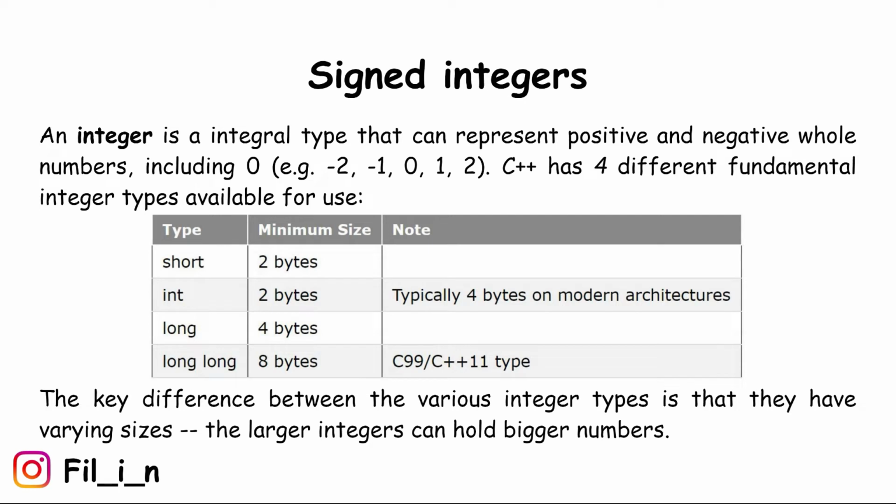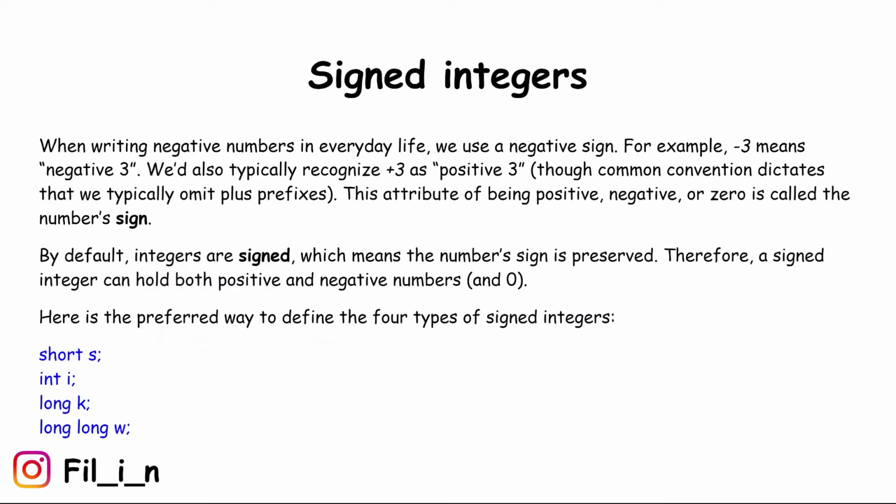An integer is an integral type that can represent positive and negative whole numbers, including 0, for example -2, -1, 0, 1, 2. C++ has 4 different fundamental integer types available for use. The key difference between the various integer types is that they have varying sizes. The larger integers can hold bigger numbers.